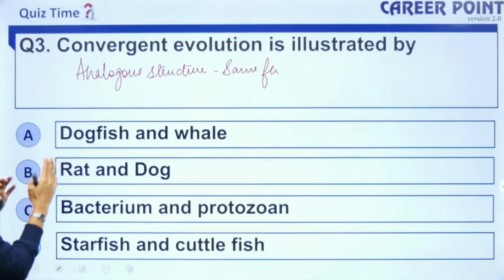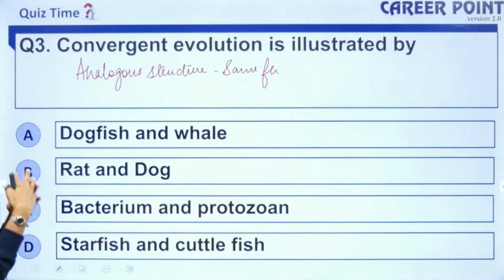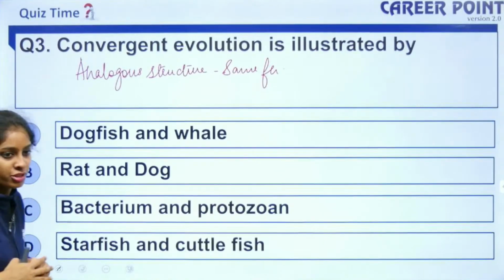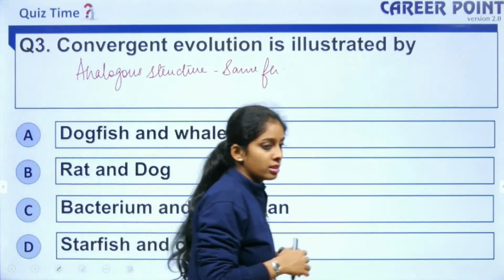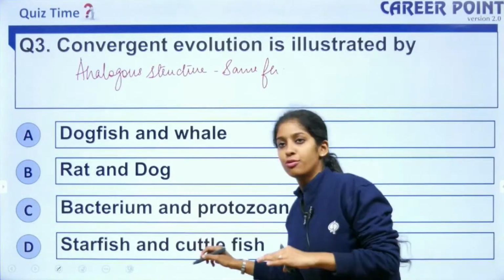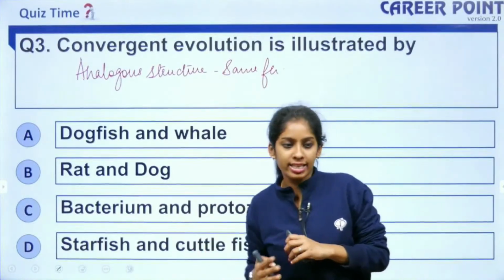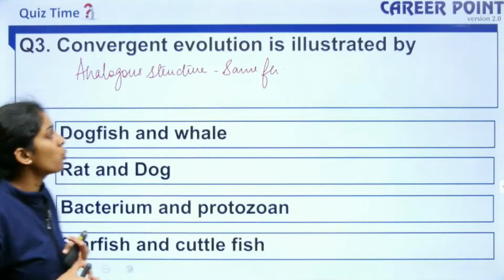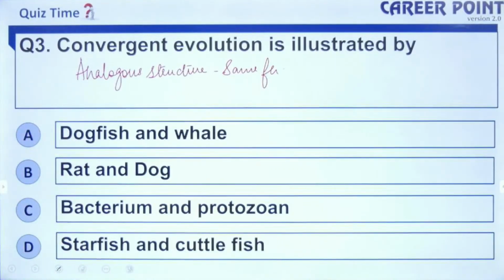So the options are dogfish, whale, rat, dog, bacterium, protozoan, starfish and cuttlefish. For your kind information, cuttlefish is not a fish, it comes under your insect category. Okay, so now tell me which has analogous structures but same function. Come on, Anthony, what is the answer here? Quick. Read the question again, read the options again and then tell me what is the answer.